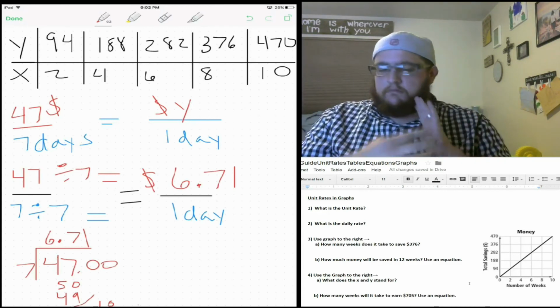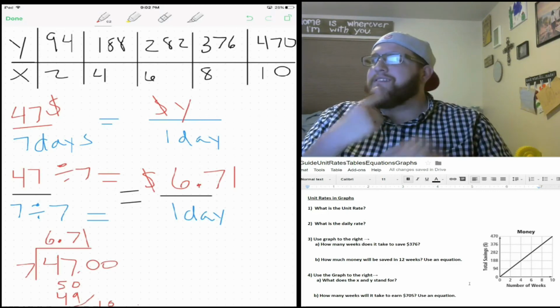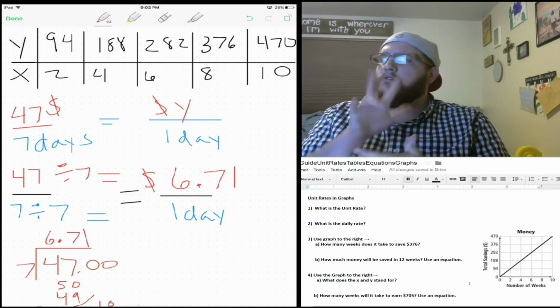Alright, number 3 says, use the graph to the right, and A says, how many weeks does it take to save $376?